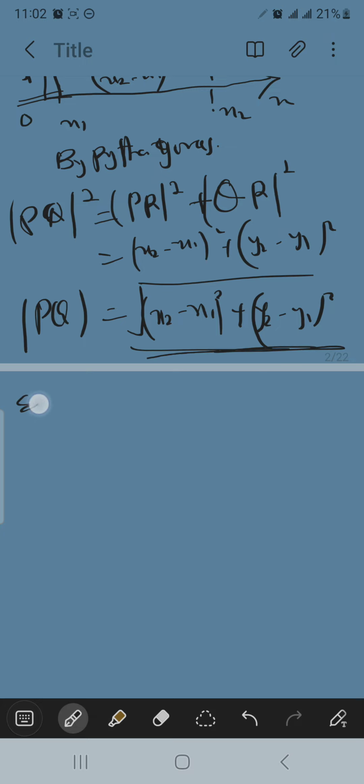Now, last side examples. It says find the distance between the following.